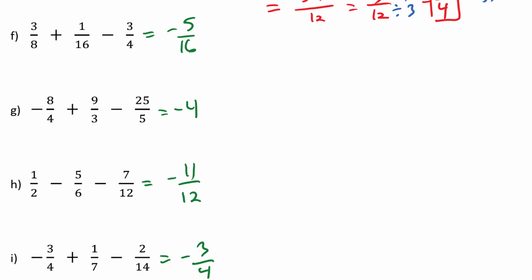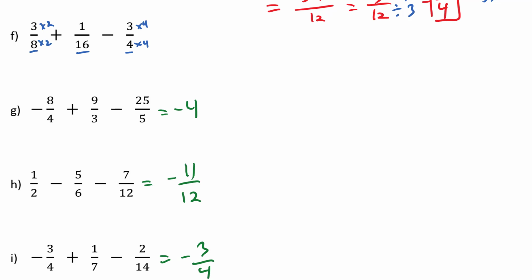Let's try F together. Now, here we have denominators of 16, 8, and 4. And I've already done prime factorization on this earlier in the video. So we know that the lowest common denominator is going to be 16. If you want proof of that, go back and watch the section in the video on this.